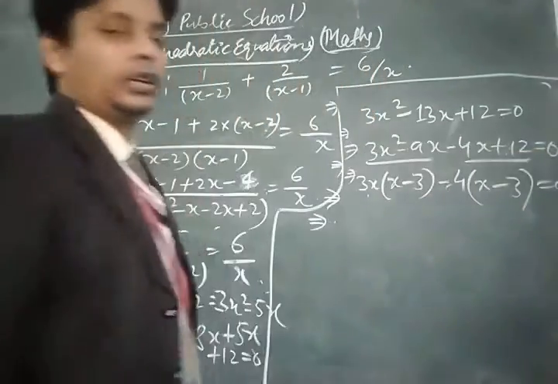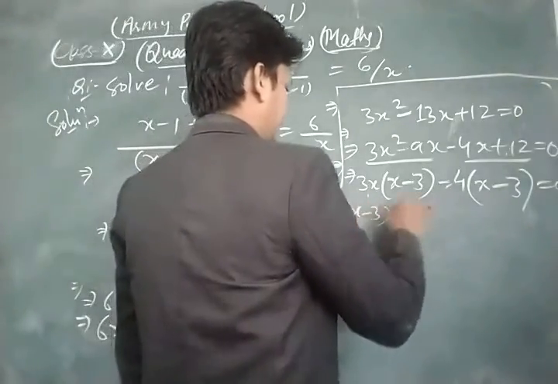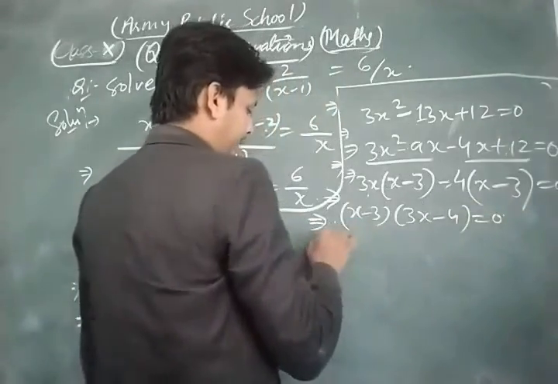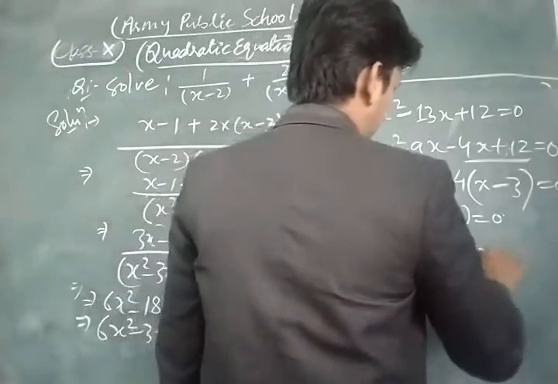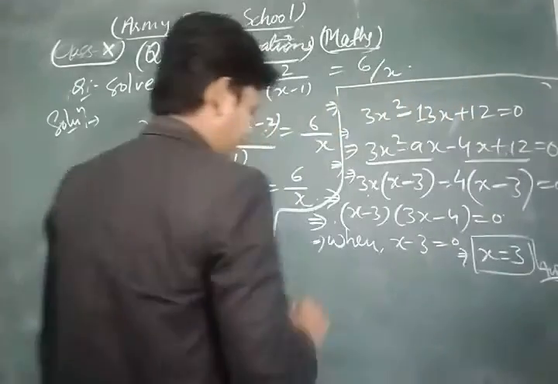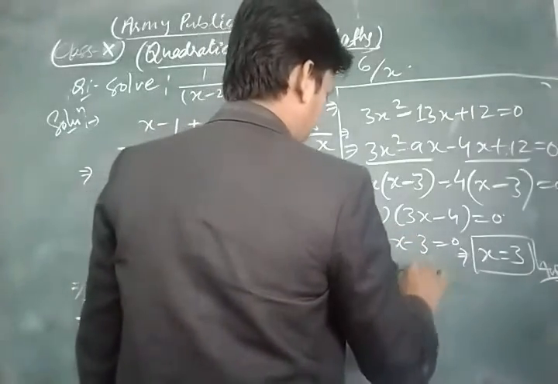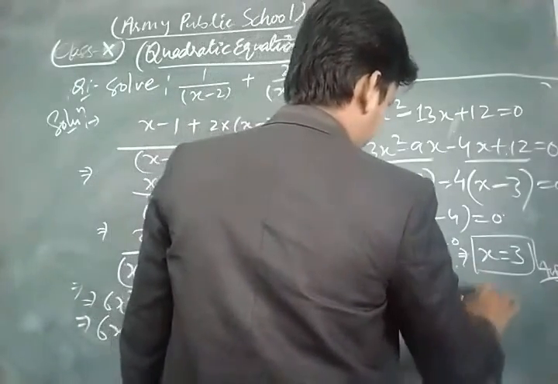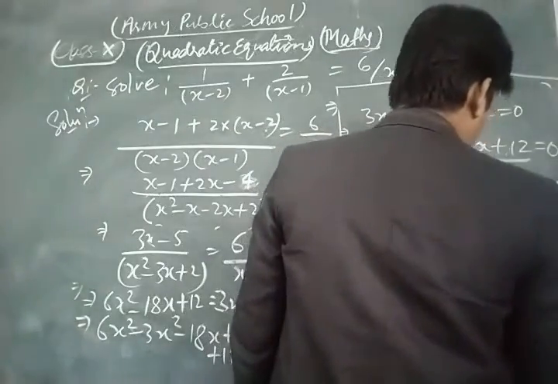So now we take (x minus 3) whole as common. In the second bracket, 3x minus 4 is left, equal to 0. Now when we take x minus 3 is equal to 0, that is x is equal to plus 3. This is the first answer. When we take 3x minus 4 is equal to 0, that is x is equal to 4 upon 3. This is the second one.